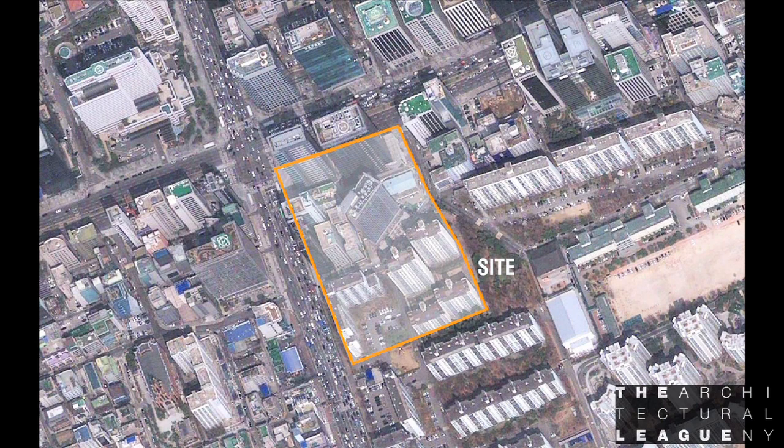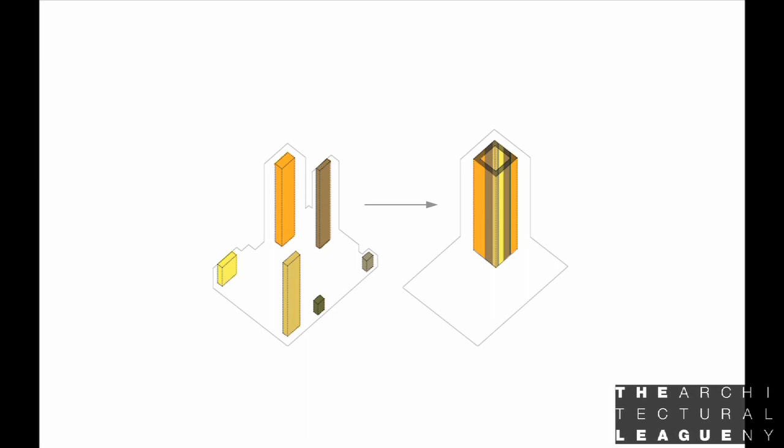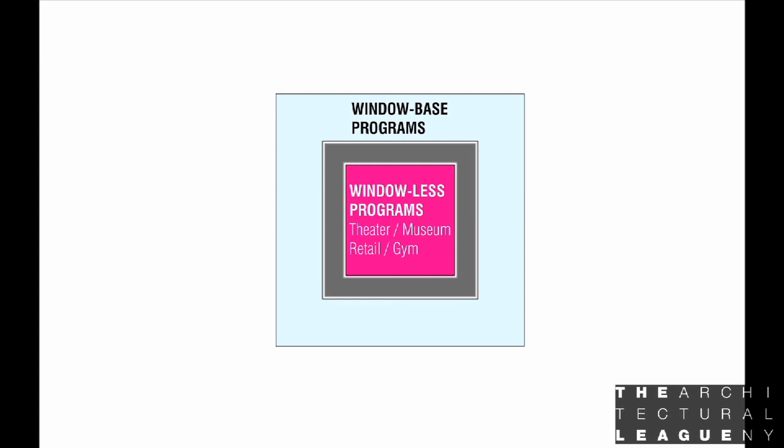But these separate building cores are not efficient because of the different core occupancy rates on weekdays, weekends, mornings, and evenings. So the project starts from the idea of combining separate cores into one shared mega core. The gigantic core supports different programs. It takes advantage of the inner space of the core by placing windowless programs like large theaters, museums, gyms, and retail spaces. The window-based programs, office, residential, and hotel, are placed at the perimeter of the core.